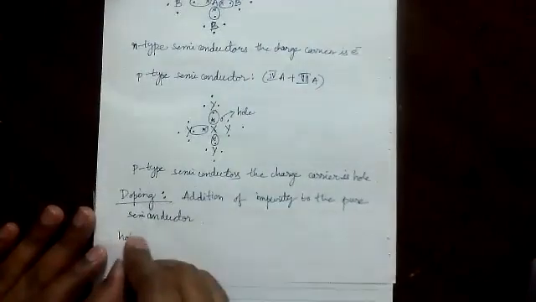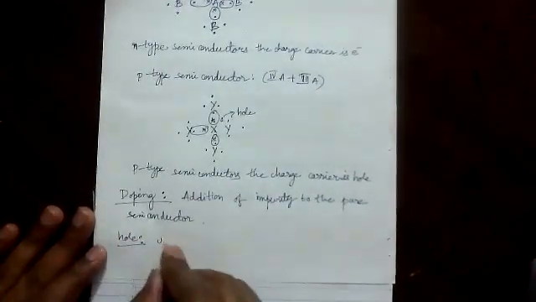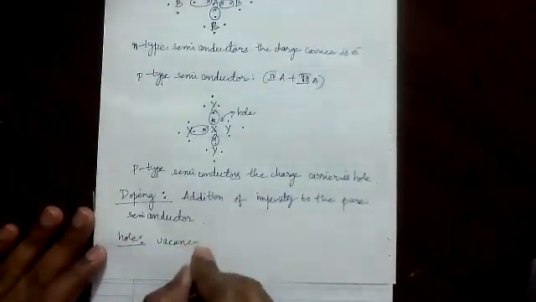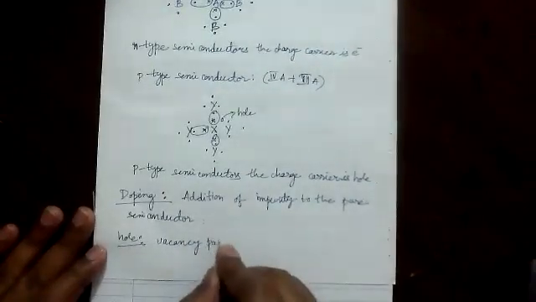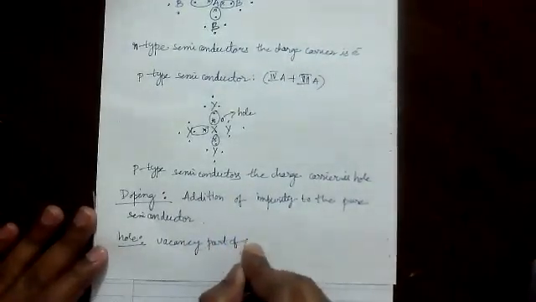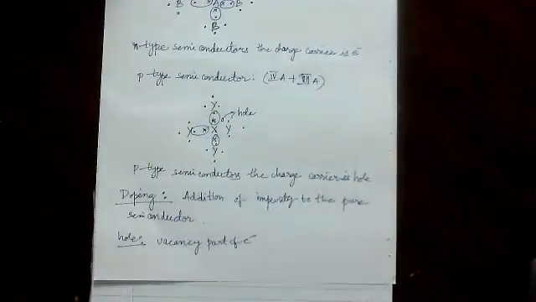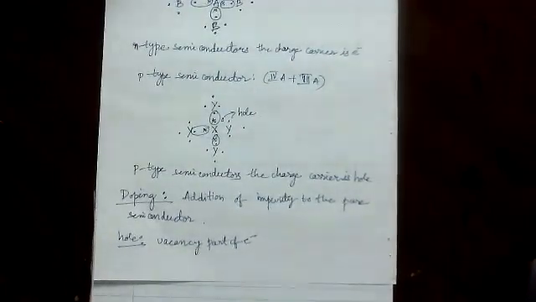Now, what is a hole? A hole is a vacancy of an electron. The vacancy of an electron is said to be a hole. Understood? Is it clear to all of you?